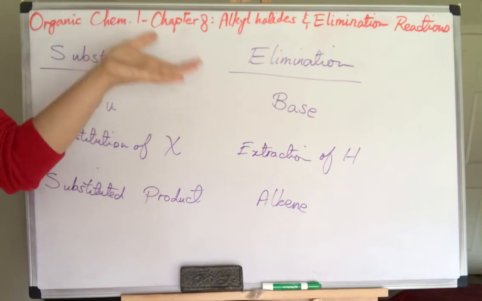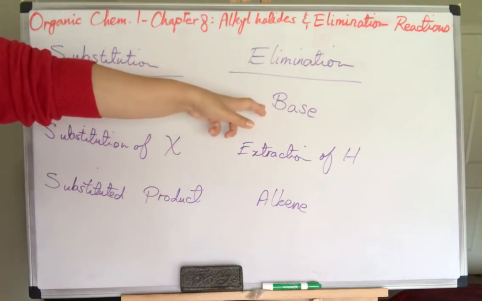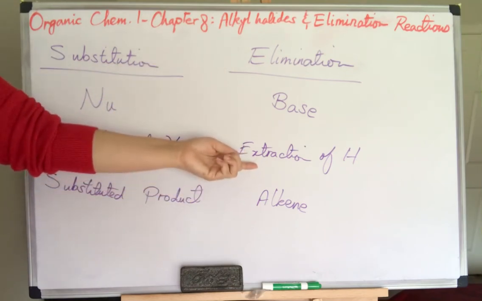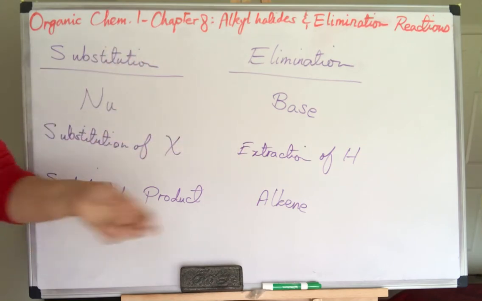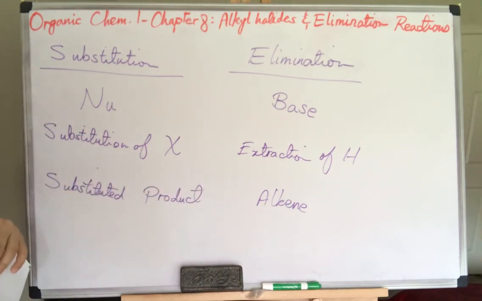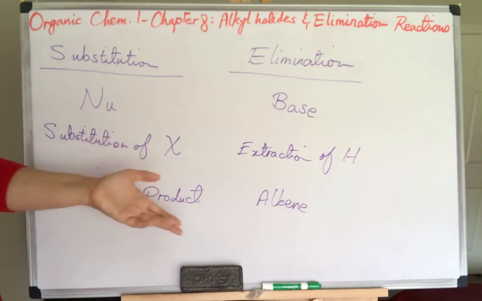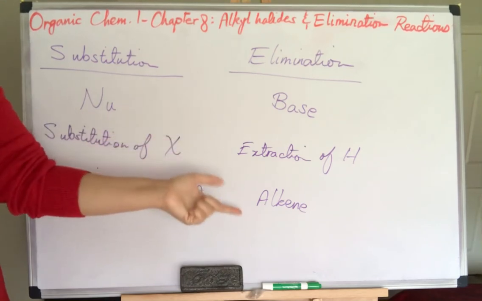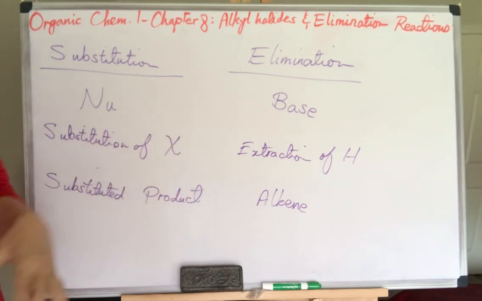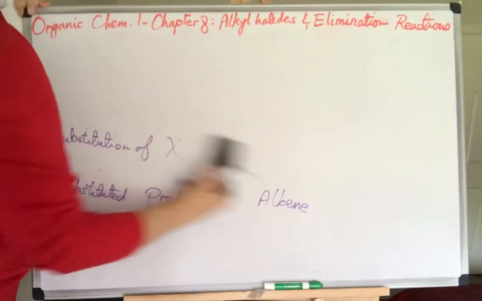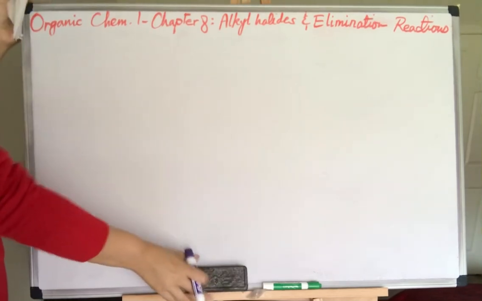The name describes it: eliminate. In elimination, instead of a nucleophile, we have a base. It starts with extraction of hydrogen. And the final product is an alkene. We will learn everything about alkenes next time, their nomenclature, their reactions, but today we are going to produce them. So let's learn a little bit about alkenes as far as just the stability and the structure.